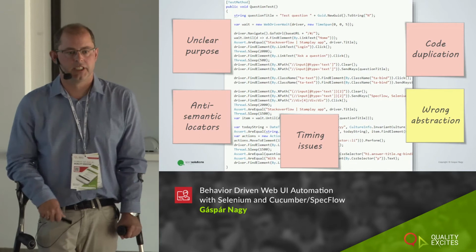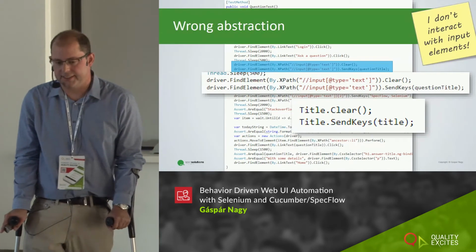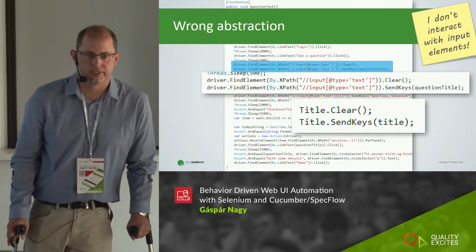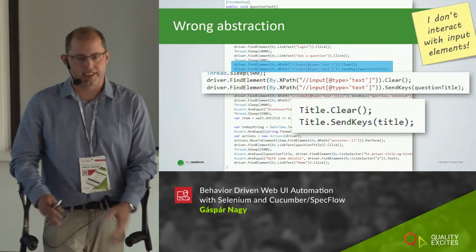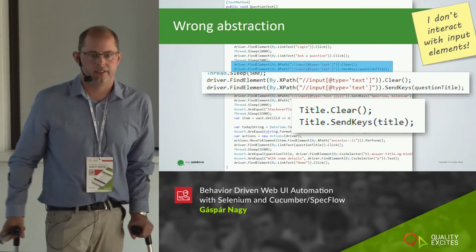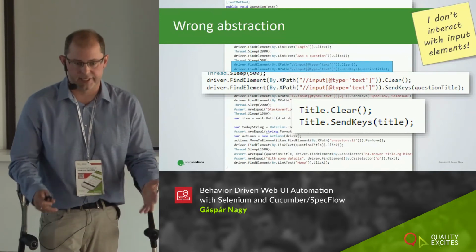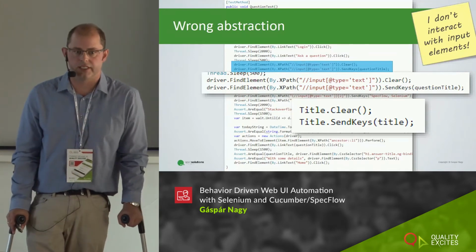Wrong abstraction. What I'm talking about is this one. So probably you have seen such code. Whenever you want to enter some text into a text box, first you have to clear it, and then you have to call send keys, because send keys would just append the value next to the end of the text box, and if there was already some value in the text box, then this wouldn't be the result that you wanted to have.